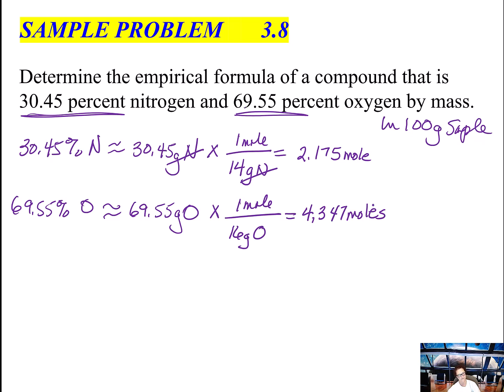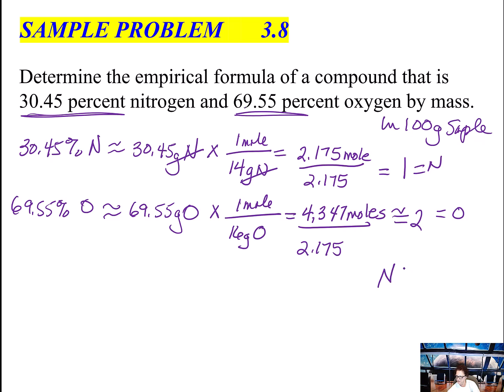Now, I can't have a formula of N2.175O4.347. So what I do is divide by that lowest number, which is 2.175. I've got to do it to both of them. So that makes one of them 1, and the other one is going to be really close to 2. That tells me that I have 1 nitrogen and 2 oxygens. So my empirical formula is going to be NO2. Okay, not hard so far, right?